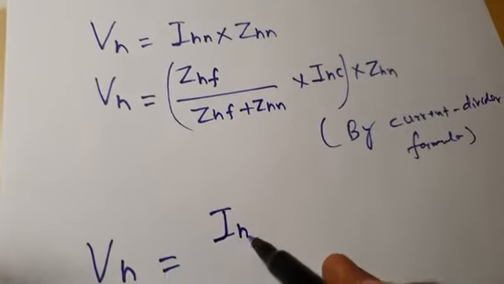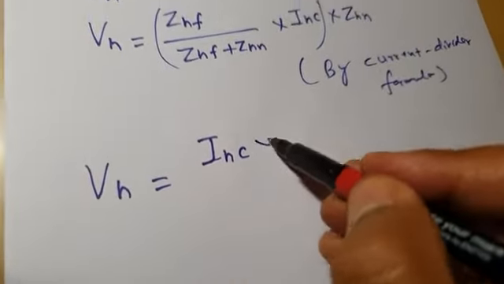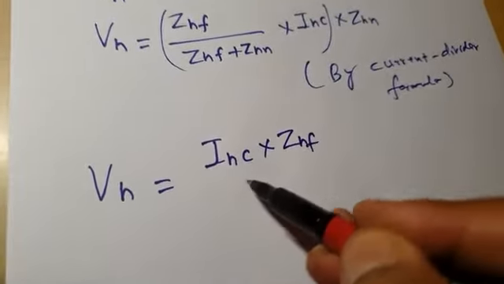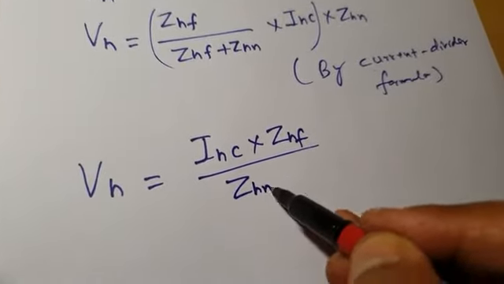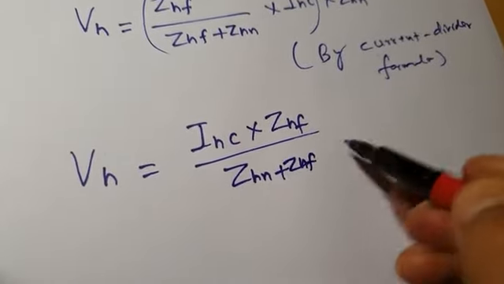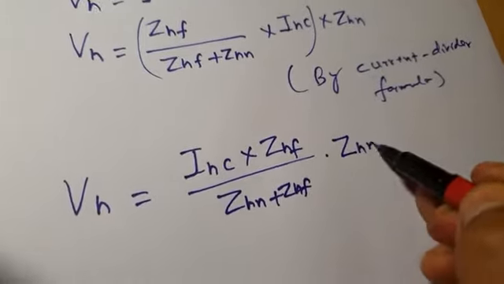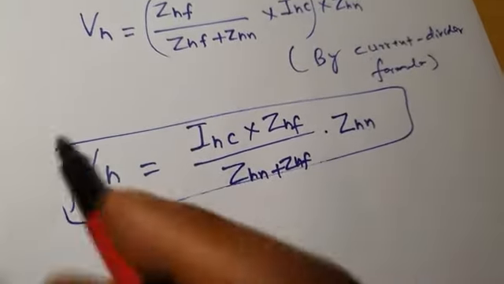It is equal to IHC. I can rearrange it into ZHF divided by ZHN plus ZHF, into ZHN. So this is the voltage across the AC network.